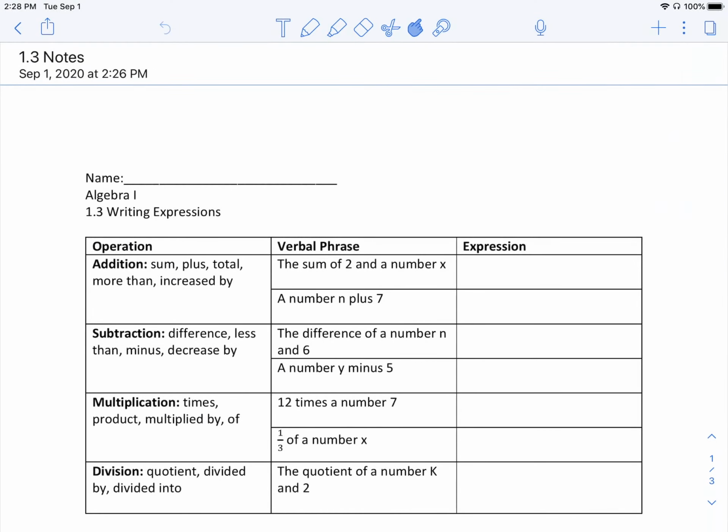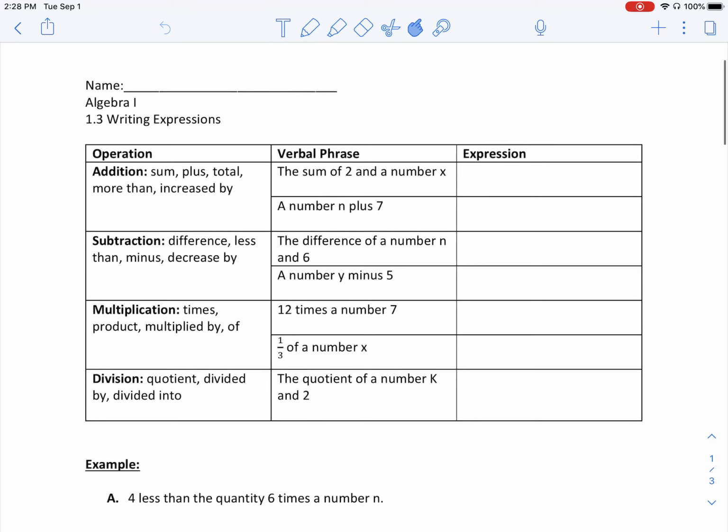All right, good morning again or afternoon. We are on 1-3, writing expressions.